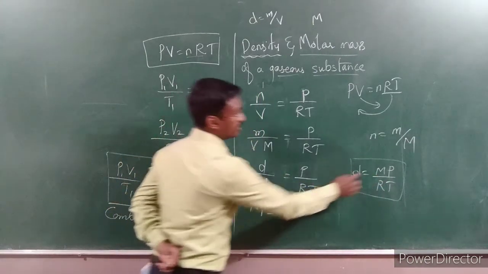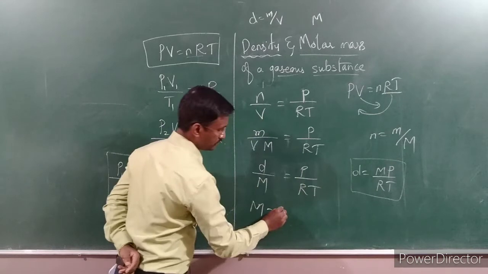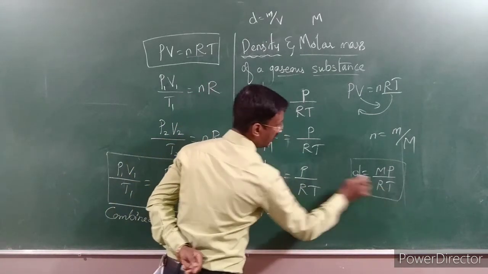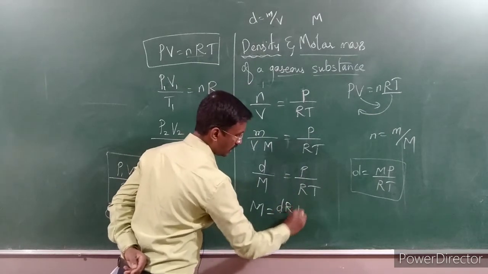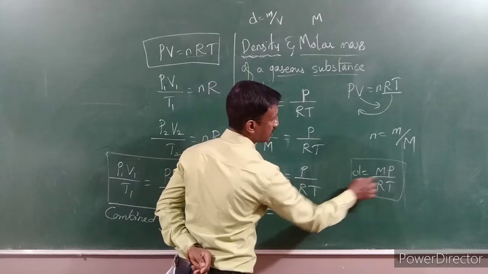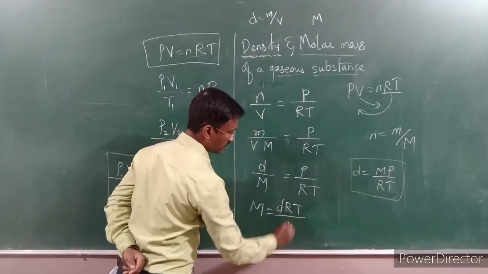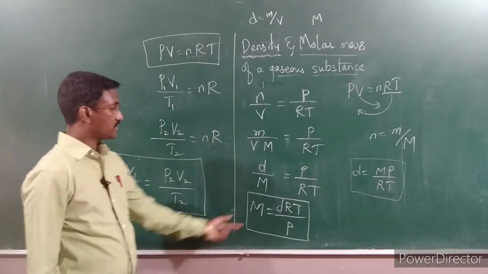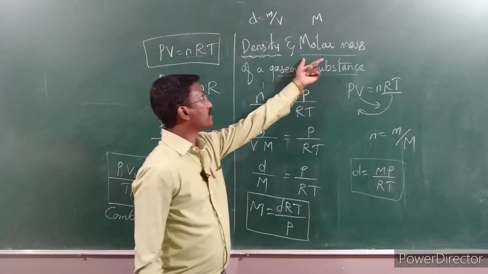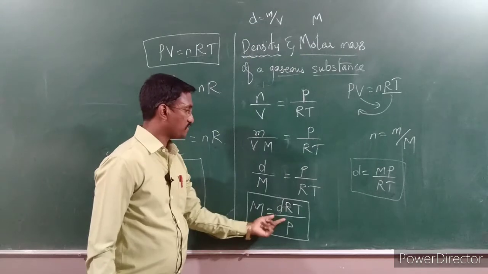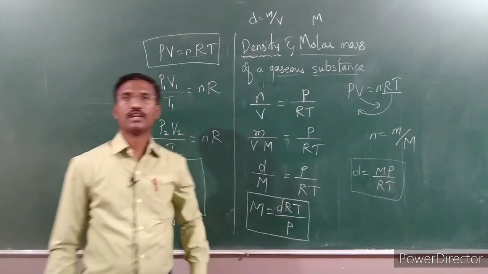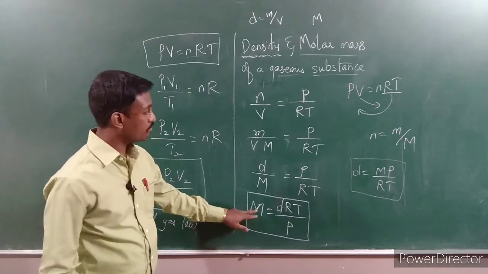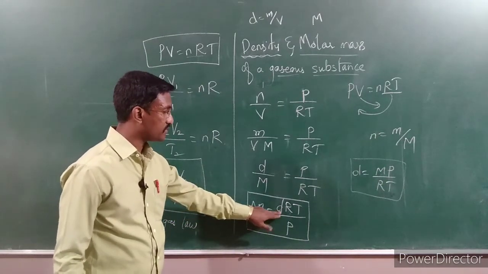M is nothing but, you just send RT to this side. M is equal to D into RT. RT comes to this side and just send P to that side. So divided by P. This is the formula. This is going to relate the molar mass of the gas and the density of the gas, along with the gas constant, temperature and pressure. This is the final expression, representing the molar mass, that also contains the relation of density.